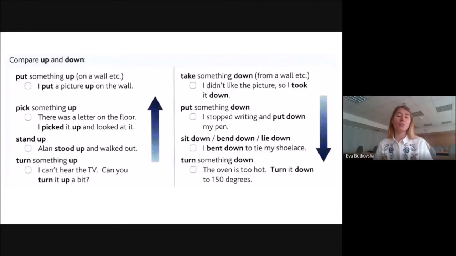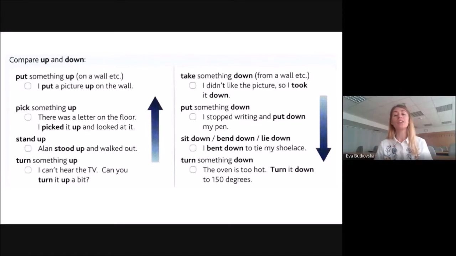A third couple is stand up and sit down. So stand up, I'm sure you have already heard this phrasal verb, and the literal meaning is to stand up and stand alone. The opposite would be sit down, or lay down, or bend down. Bend as a simple verb, but when we create a phrasal verb, bend down, we are doing this motion. So I bend down to tie my shoelace. So remember, there is the pair of stand up and sit down, lay down or bend down.